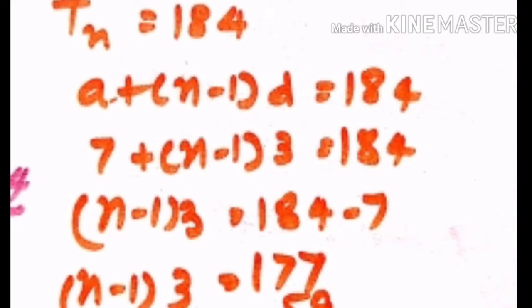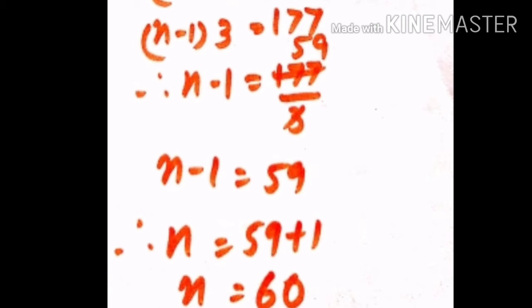For the n minus 1 term, we take 3 in the denominator of 177 and divide. So here n minus 1 is equal to 177 divided by 3, and by cancellation we found n minus 1 is equal to 59, and n is equal to 59 plus 1, so the total number of terms in our AP is 60. There are a total of 60 terms in the AP. Now it is our work to find which is the 7th term from the last, meaning from the end.